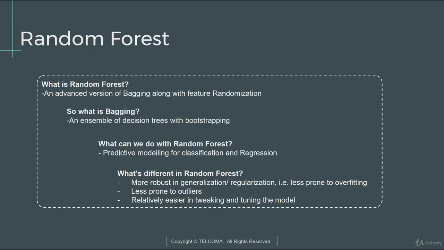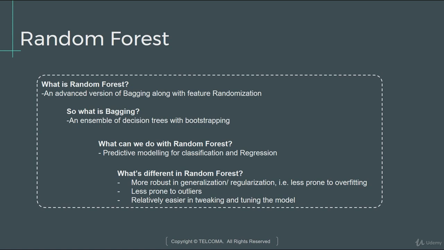Let's explore a technique which falls into the bagging technique for ensemble modeling, and that's random forest. So what's random forest? The mere definition for random forest is it's basically an advanced version of bagging along with feature randomization. If you recollect the definition of bagging, we had defined that bagging is a process where we add one level of randomization, and this one level would actually be defined in the training sample.